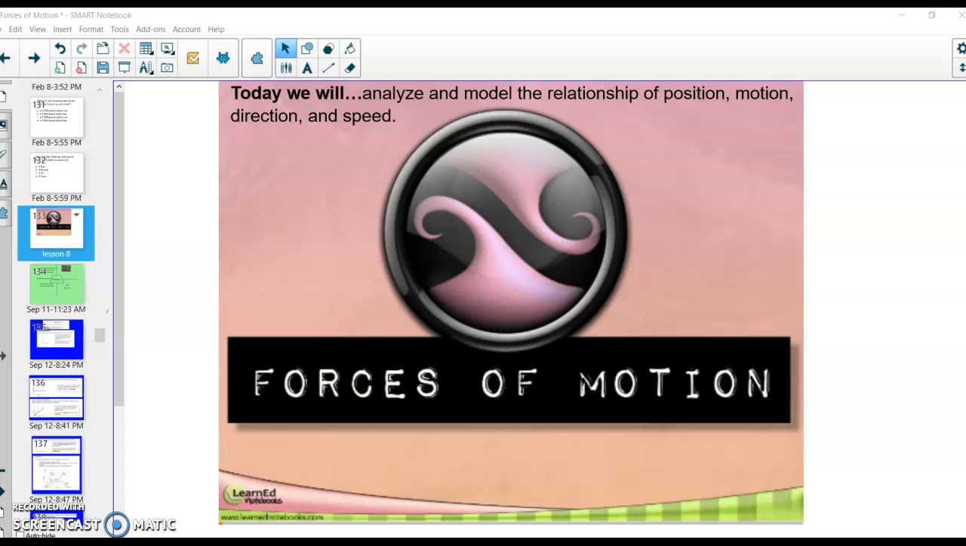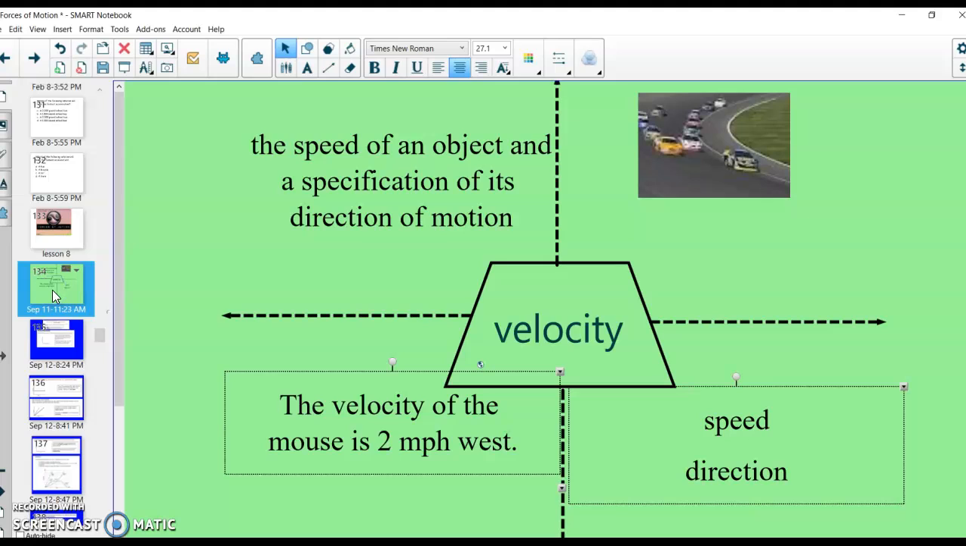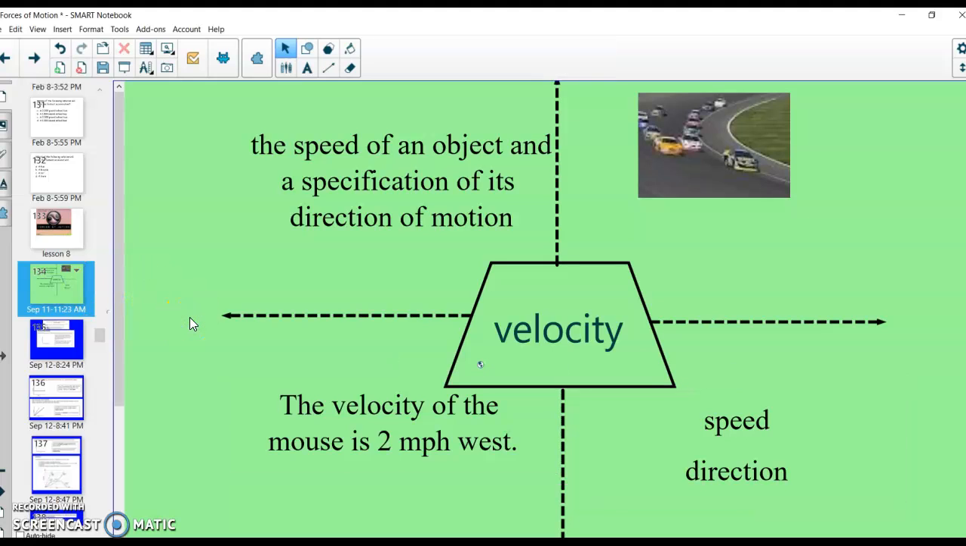So today we will analyze and model the relationship of position, motion, direction, and speed. So first of all, turn to your teacher-made packet to the page listed about velocity. Velocity is the speed of an object and a specification of its direction of motion. Remember to please pause as much as you need to, replay, do what you need to do so that you don't get lost with the lessons.